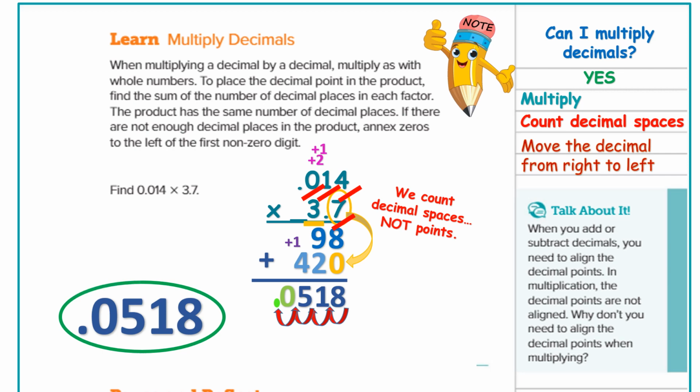Your 3 steps of multiplying decimals. Can I multiply decimals? Yes, I can multiply decimals. So I'm going to multiply. Then I'm going to count my decimal spaces. Then I'm going to move my decimal in my answer from right to left that many times. It's as easy as that.